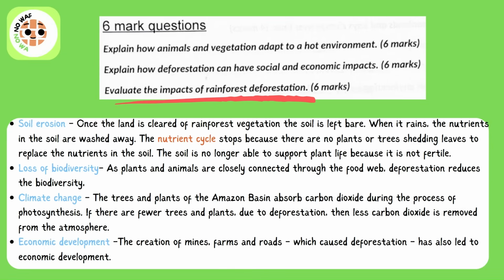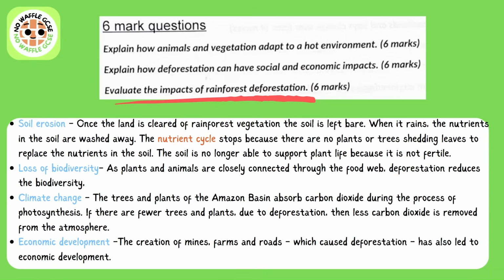Now there's quite a few. So soil erosion, loss of biodiversity, climate change, economic development. You do not have to mention all of them to get 6 marks. I would say that you only need to mention 2 of them and just explain them in depth. However, if you're unable to explain them in depth, then try and mention at most 3.